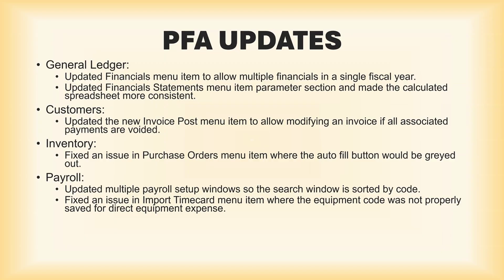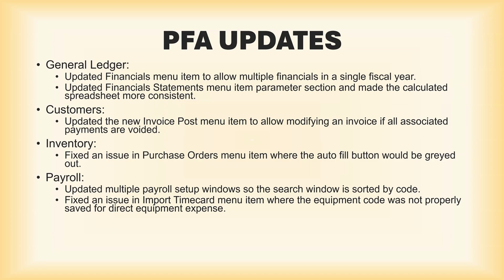In payroll, we updated multiple payroll windows, so the search window is always now sorted by code, like deduction code or bank code or payroll code, whereas before it was not sorted by code. I think it was sorted by the order in which it was entered in the database.